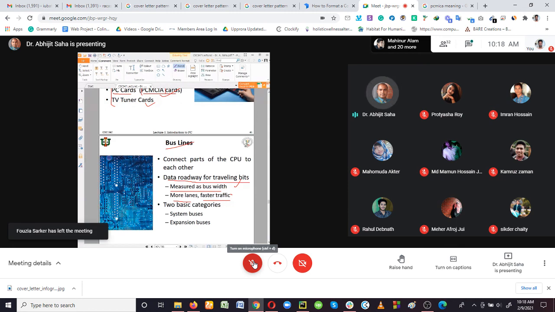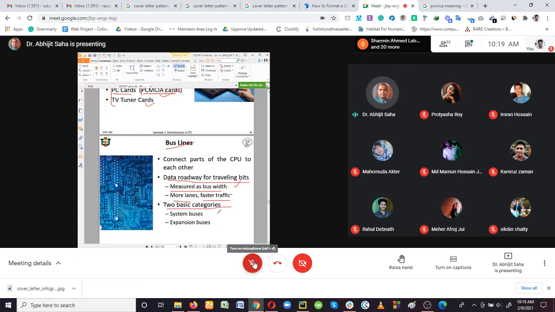If it is a one-lane road, the cars need to go serially. If there are two lanes, there will be two lines of vehicles, and if you have three, you have even more. So the more lanes you have, the faster the traffic, because if you have three lines, signals are passed through all three lanes, all three bus lines. Multiple-lane bus lines carry the signals from one component to another component easily.